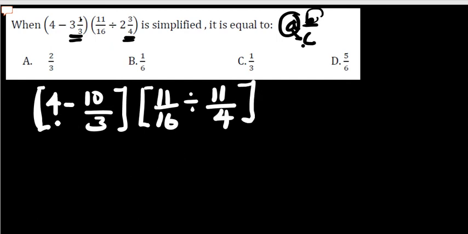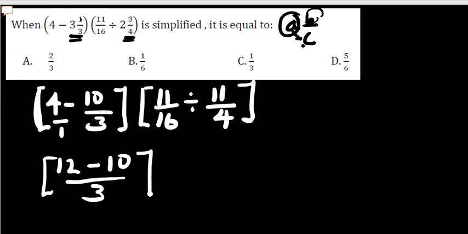Okay, still we are trying to remove the bracket. The next step, do it here. It's minus, so we need to use crisscross here. 4 times 3 will be 12, because the denominator is 1, minus 1 times 10 will be 10, the whole over 3. The first bracket, here it is.